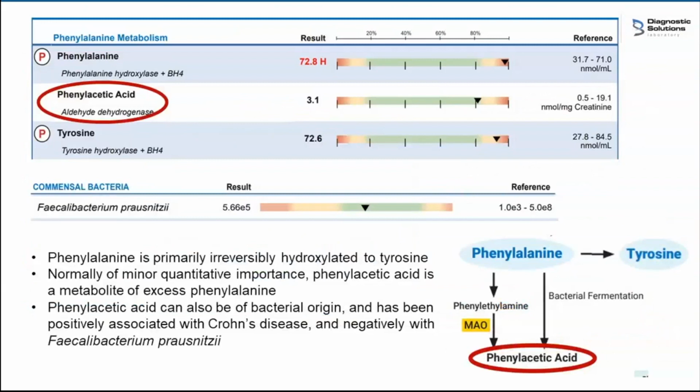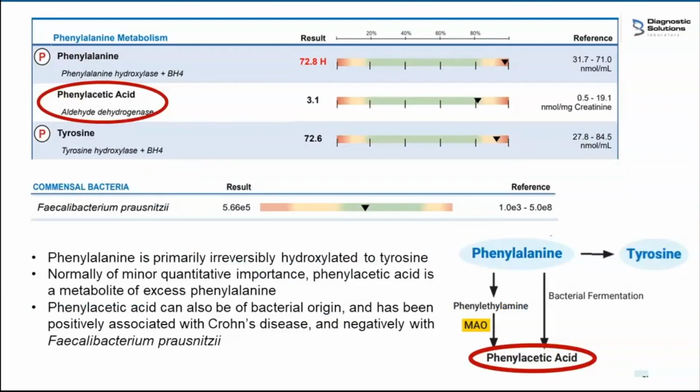I'm also going to be looking at phenylacetic acid. So phenylalanine goes to tyrosine, and that is generally irreversible. Phenylalanine will keep going to tyrosine. If phenylalanine gets very elevated, it can slow down the phenylalanine hydroxylase enzyme. So it's kind of like, that's too much, let's slow it down. So if that gets slowed down, there are some other breakdowns.